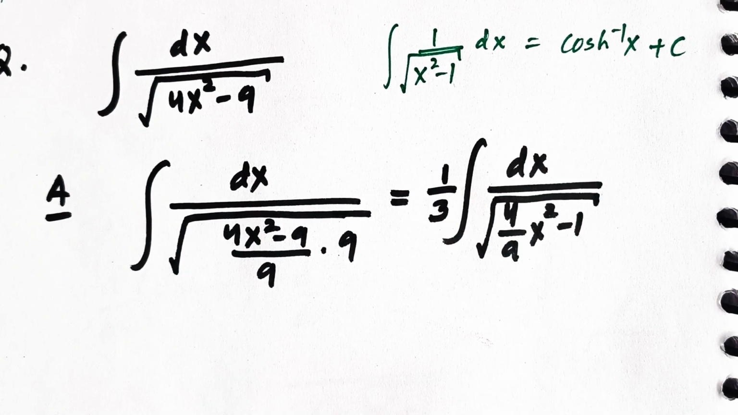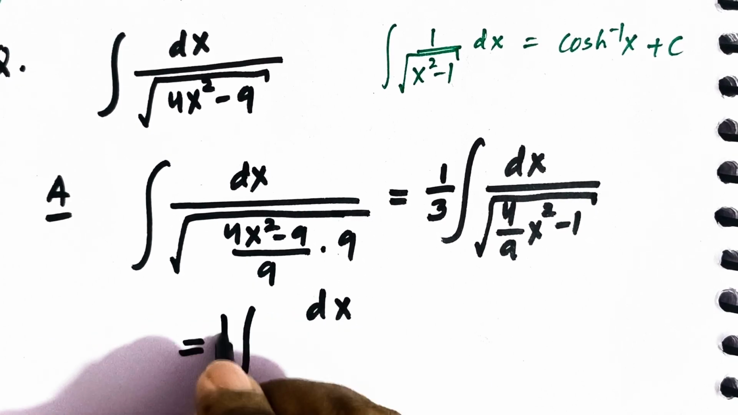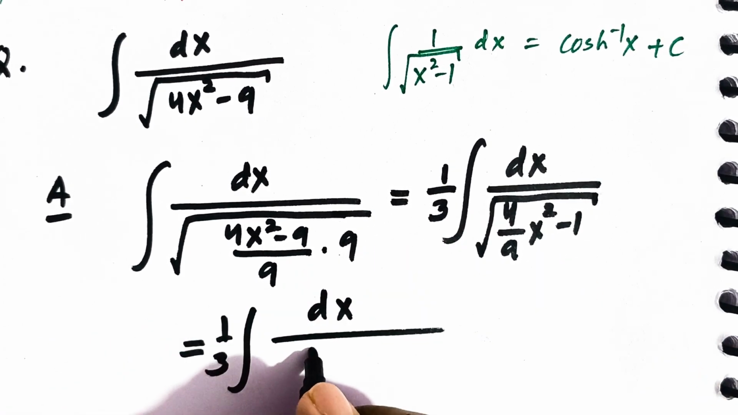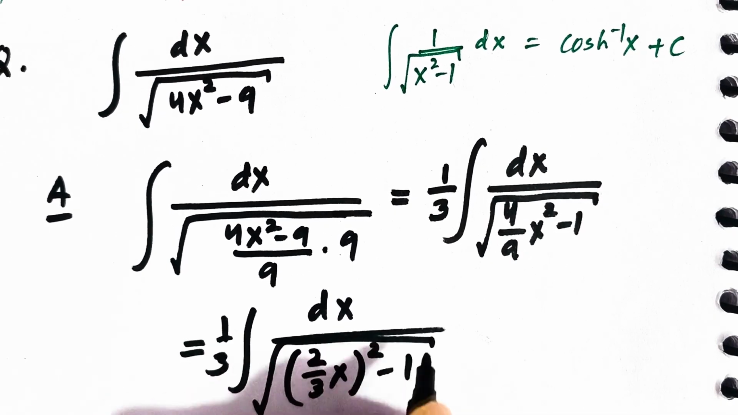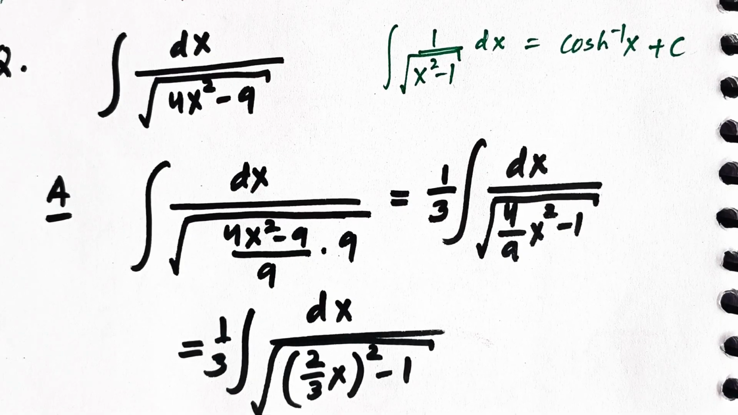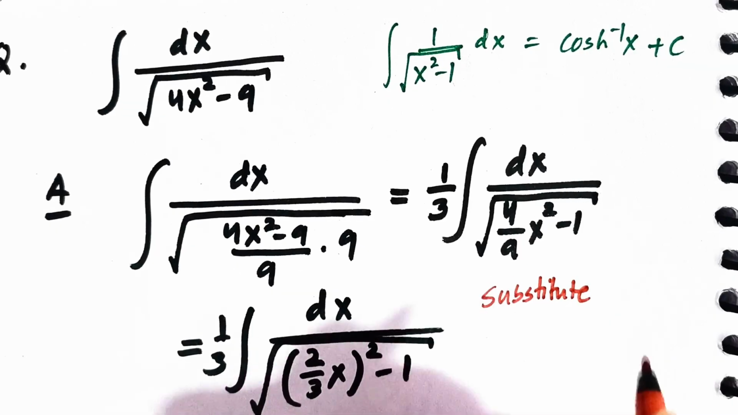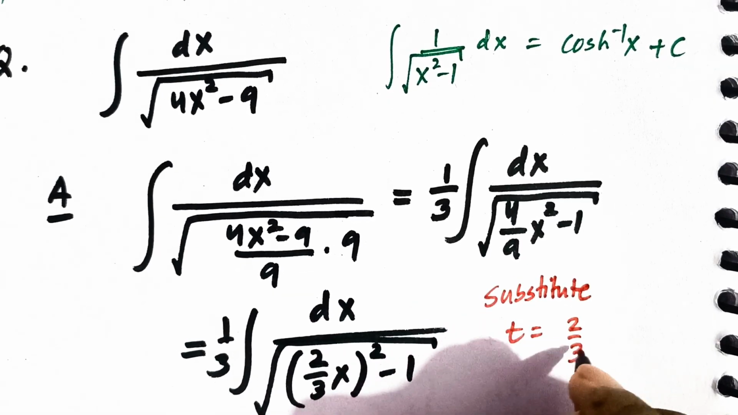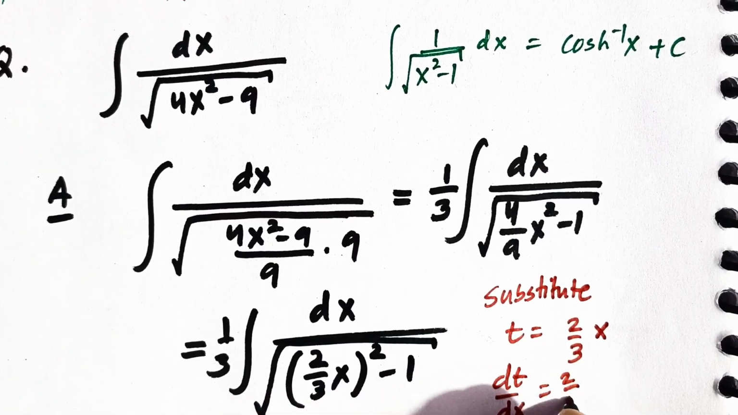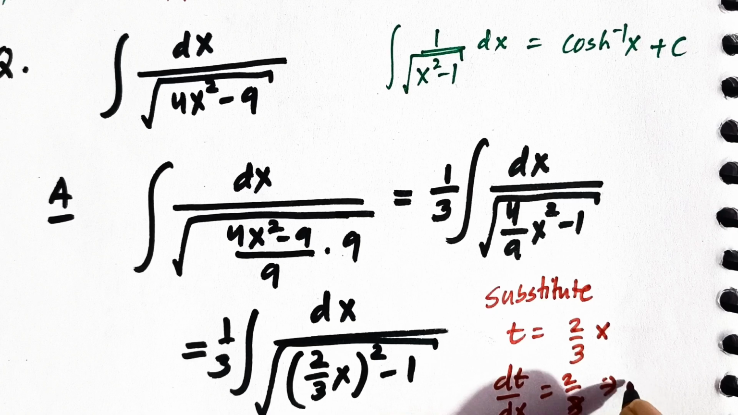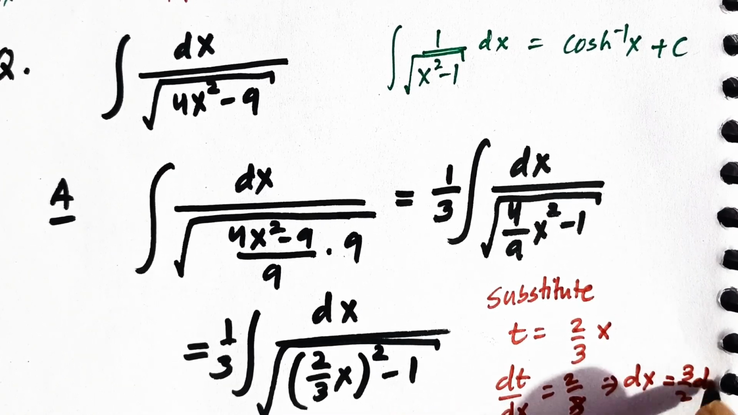Now let's apply the substitution. Let us first make the form. Here we have 1 over 3. This can be written as square root of (2 over 3 x) whole square minus 1. Let us substitute t as 2 over 3 x. So what is dt over dx? That is 2 over 3. Then what is our dx? dx is 3 over 2 dt.